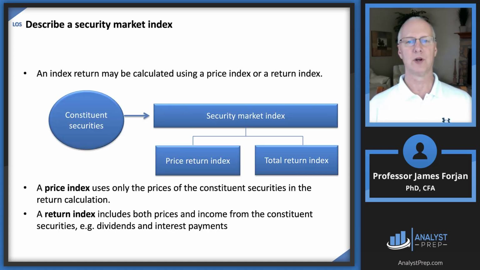Now, the index return can be calculated using either the price index or a return index. And the difference between the two really is how each one treats the income generated on the individual securities inside of the portfolio. The price index uses only prices. The return index, on the other hand, uses prices and income, which means the dividends from shares of stock and the interest payments from the bonds. And so remember the difference between those two.